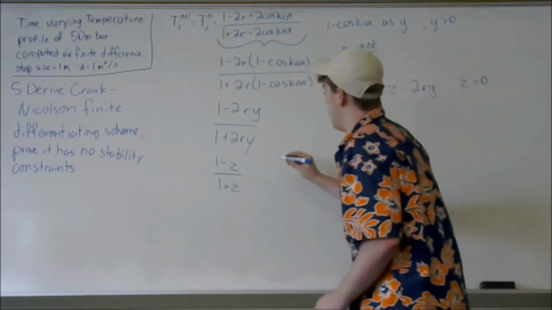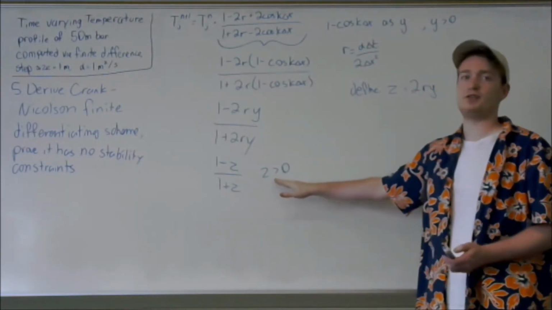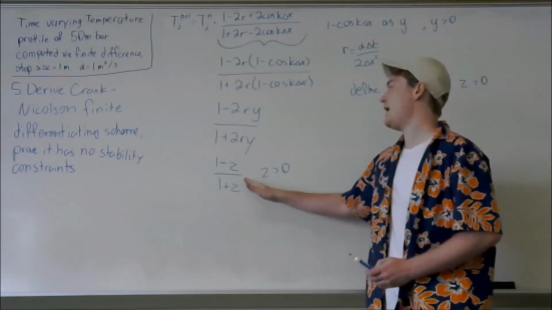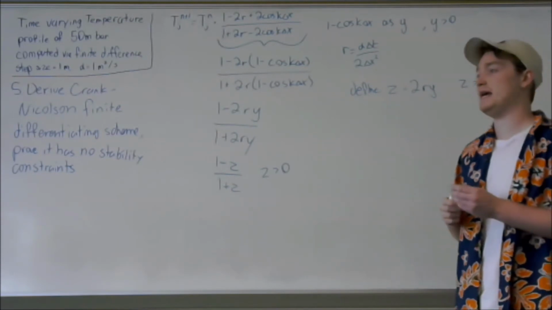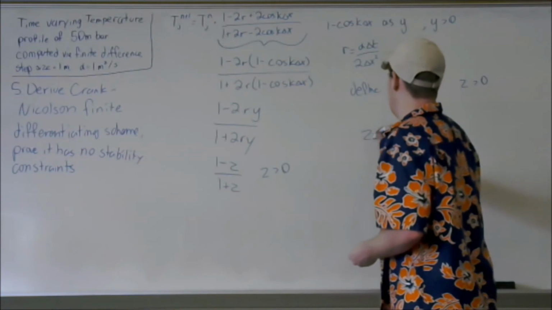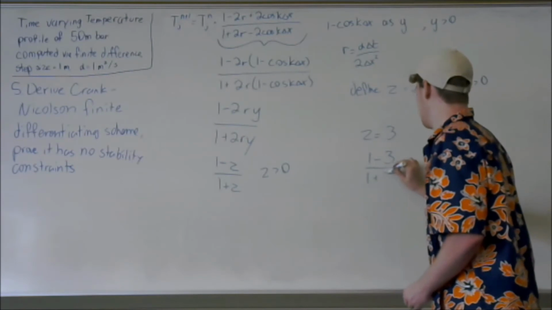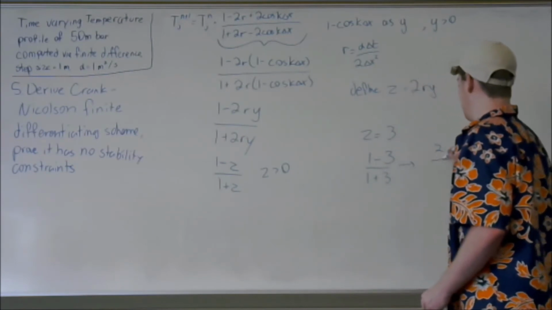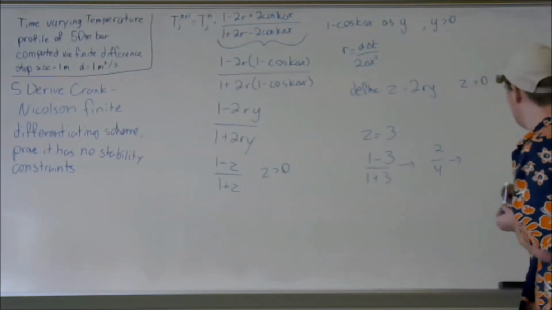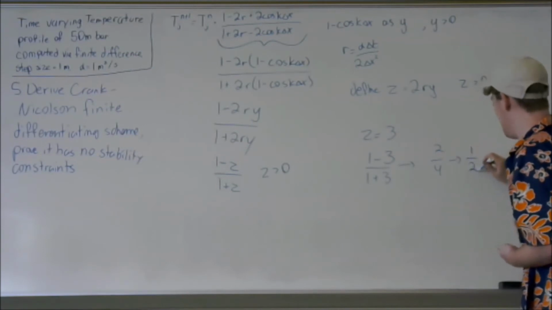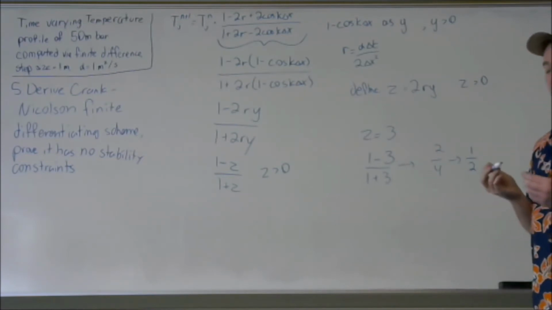Now, for all z greater than 0, there is no way that this value will ever go out of bounds between -1 and 1. So let's pick, for example, z equal to 3. This is going to leave us with 1 minus 3 over 1 plus 3, or 2/4, or 1/2. And 1/2 falls in between the values of -1 and 1.